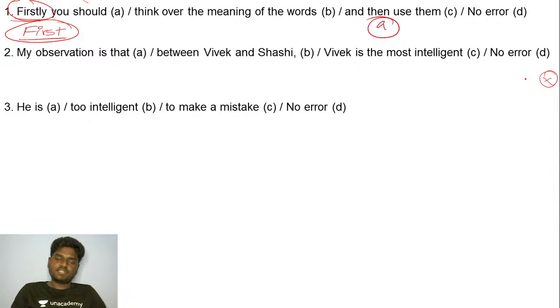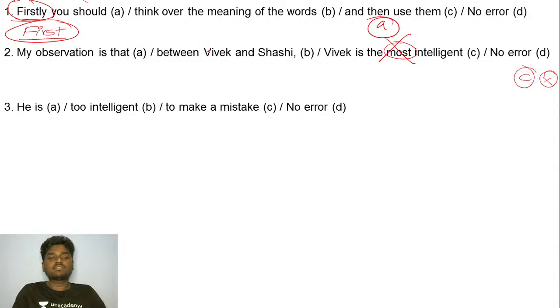Definitely, if you see the second question, here you are going for a comparative degree. You are trying to compare Vivek with Shashi. Is that right? If that is the case, then definitely you need to use a comparative degree term. Here you have a superlative. It should not be a superlative degree. Instead, it should be a comparative degree. So the error is with C here. Okay, for the second one, the error is with C.